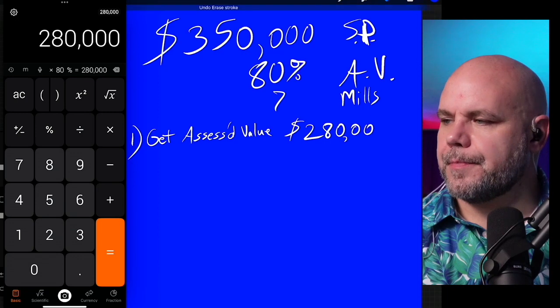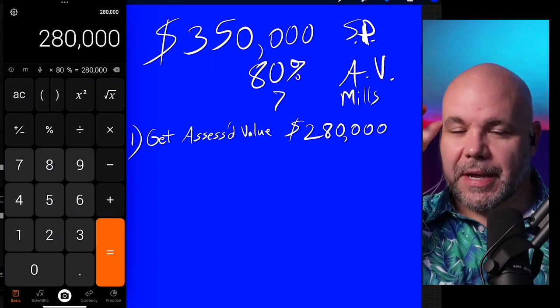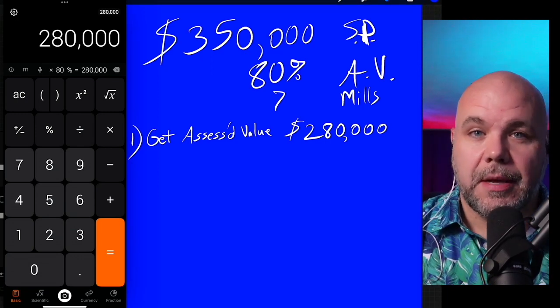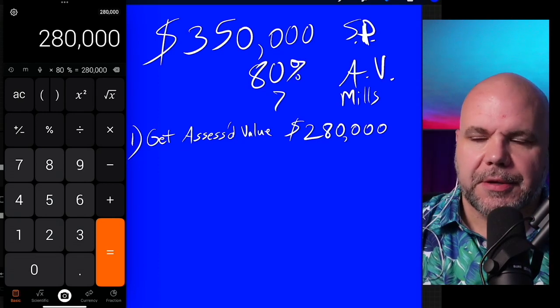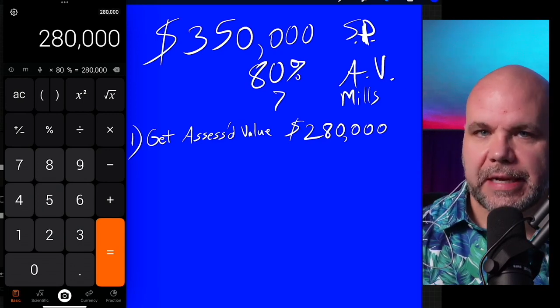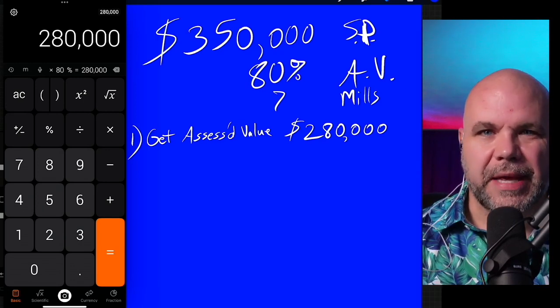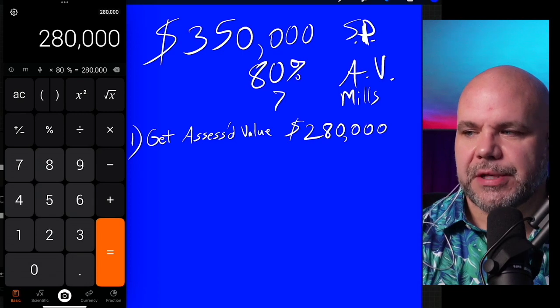Step 1, figure out that assessed value. They might even, in the problem, just tell it to you. I'm giving you this extra step because I want you to be prepared, but they could say the tax value or the assessed value of this property is $280,000. Then you don't have to even do that step because they're already giving you what you need.